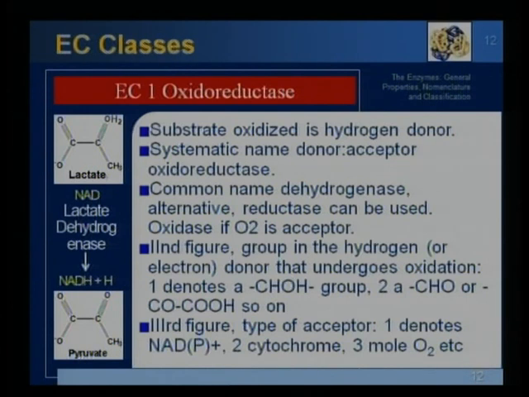Now, in the figure which is shown on the left side, you can see that oxidoreductase can be exemplified by a most popular and most commonly known enzyme, a very widely studied enzyme, lactate dehydrogenase, which converts lactic acid into pyruvic acid by carrying out its oxidation.